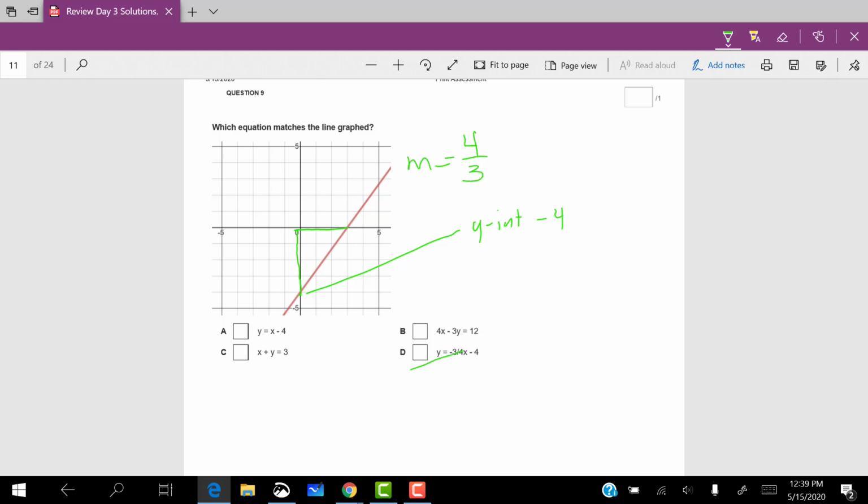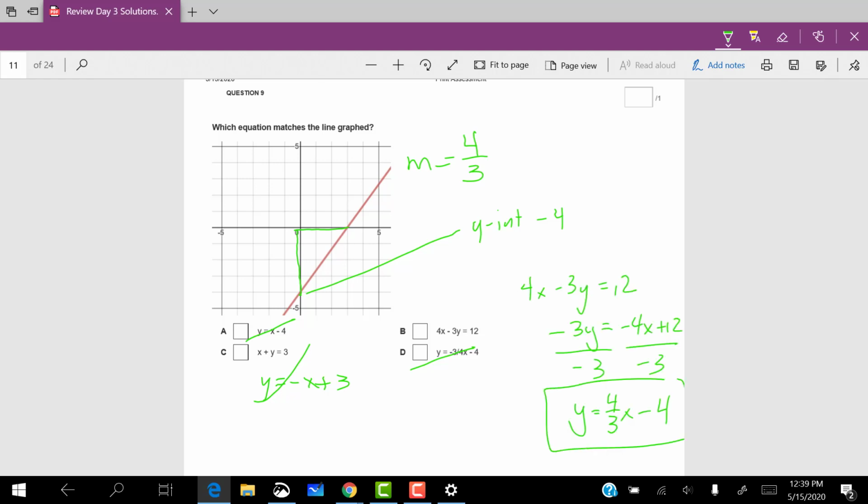4/3. This one has a slope of 3/4. That's wrong. This one has a slope of 1. That's wrong. This one, if I write it in this form, yeah, this is going to be y equals negative x plus 3. That's not going to have the right slope. So I hope it's this one. Let me see if I write this in slope-intercept form. Then we can see this does match what I was expecting. So my answer is B.